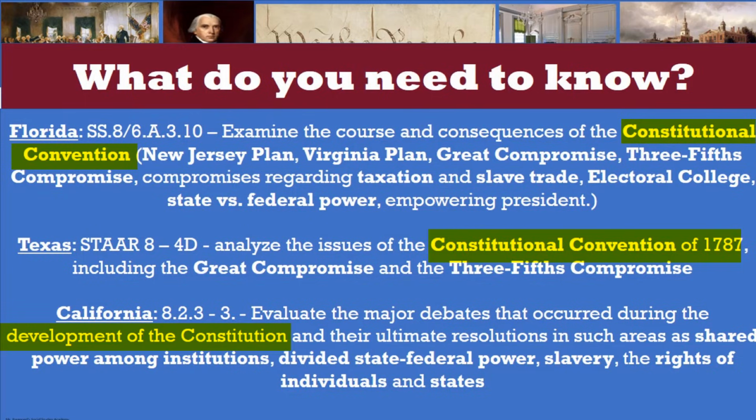You will most likely be tested on the compromises that took place at the Constitutional Convention, such as the New Jersey and Virginia plans resulting in the Great Compromise, issues of slavery, such as the Three-Fifths Compromise, creating an executive or president and how to elect that president, and how power was shared between the national government and the states.